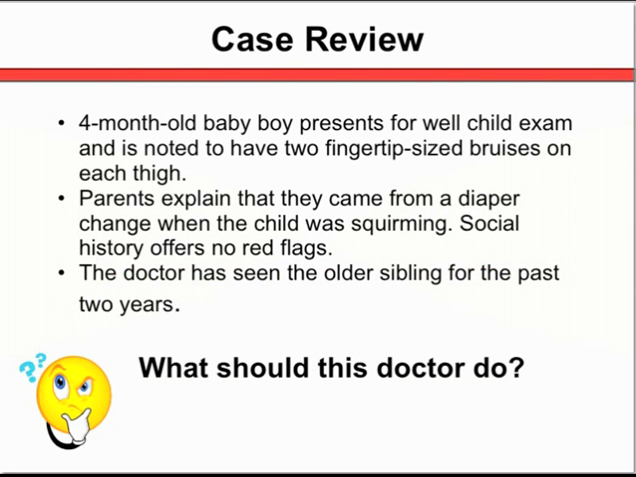So let's apply what we've learned so far to a case review. A 4-month-old baby boy presents for a well child exam and is noted to have 2 fingertip-sized bruises on each thigh. The parents explain that they came from diaper changes when the child was squirming. The social history offers no red flags. In fact, the doctor has seen the older sibling for the past 2 years and knows the family. What should this doctor do?